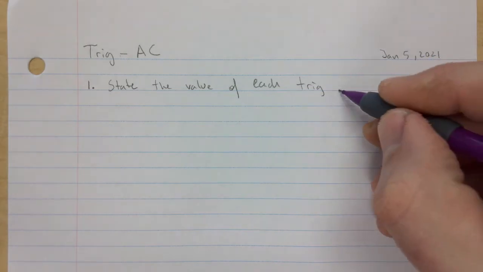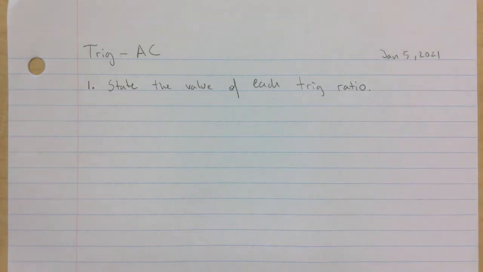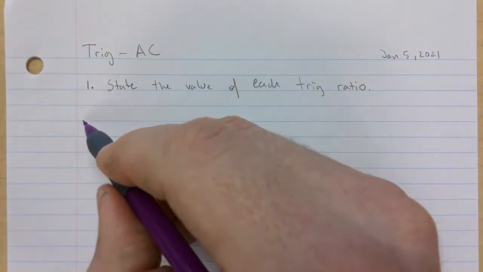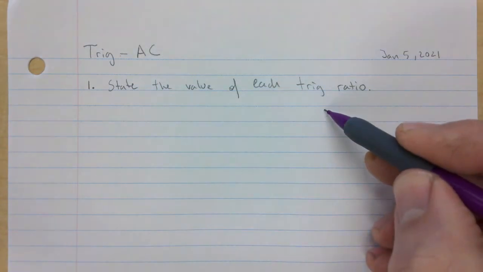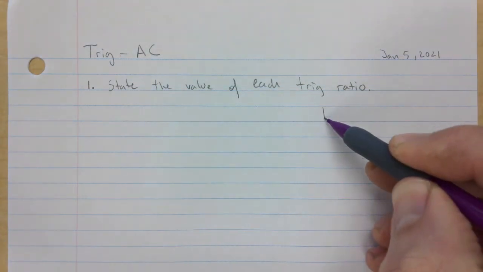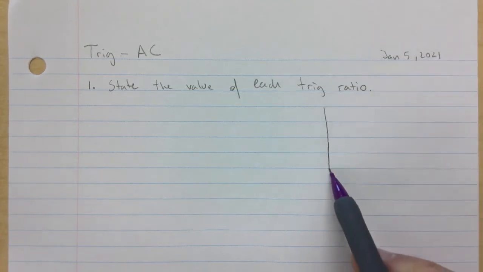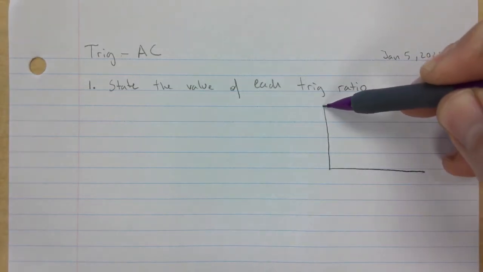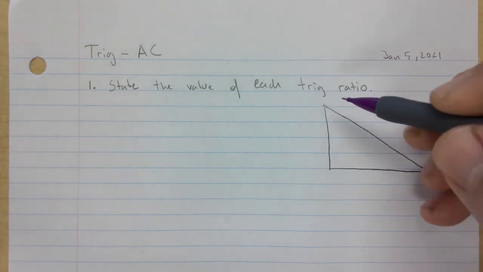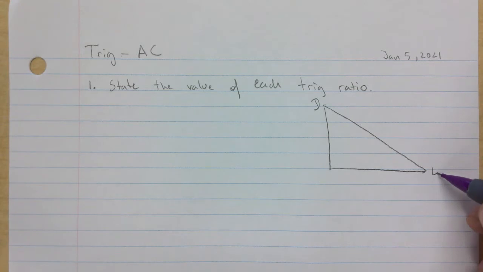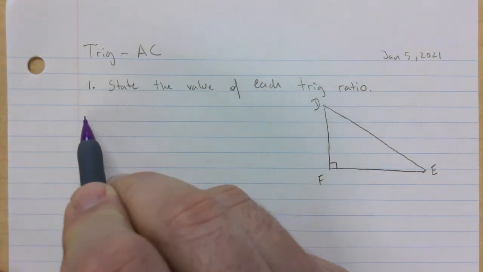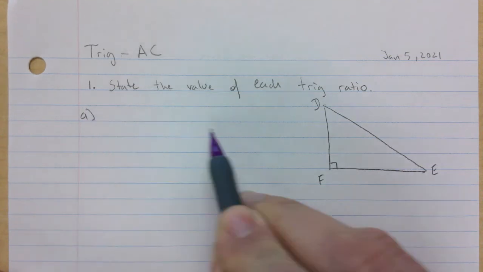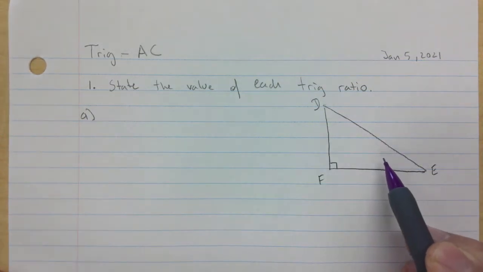State the value of each trig ratio. So that's what I'm gonna call this question. And so we're gonna have one triangle here on the side, like that. Call it DEF, starting at the top. And this is A here, this question. So 1A is gonna refer to this triangle here.